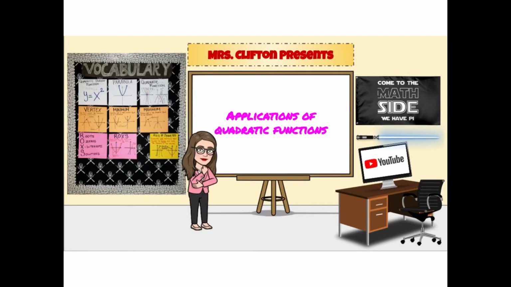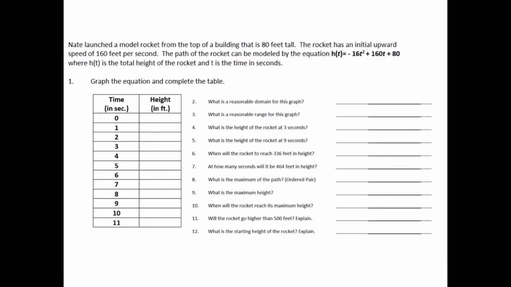Welcome everybody. Today we are going to go over how we can answer questions about applications of quadratic functions. So here's our first question. It says Nate launched a model rocket from the top of a building that is 80 feet tall. The rocket has an initial upward speed of 160 feet per second. The path of the rocket can be modeled by the equation h of t equals negative 16t squared plus 160t plus 80, where h of t is the total height of the rocket and t is the time in seconds.